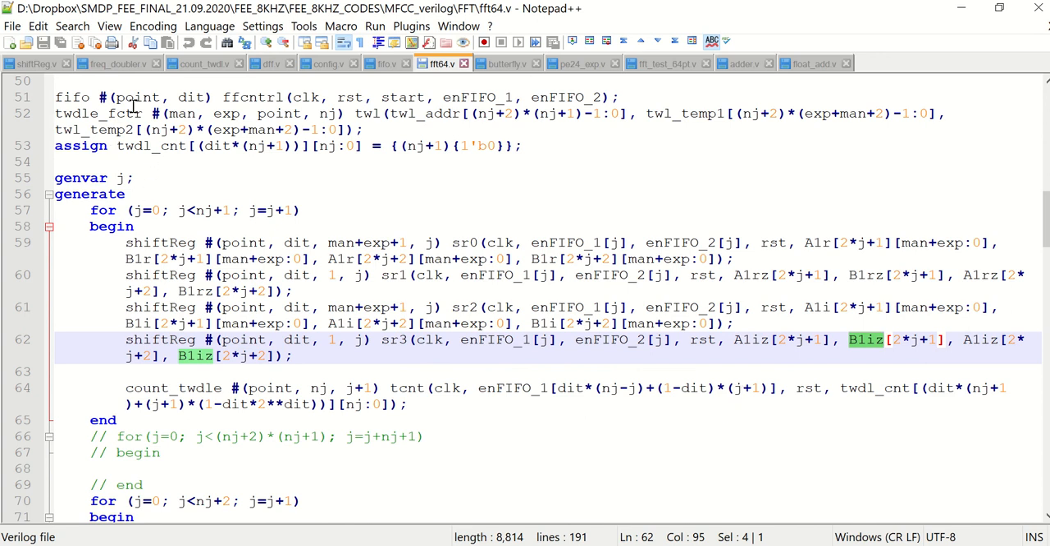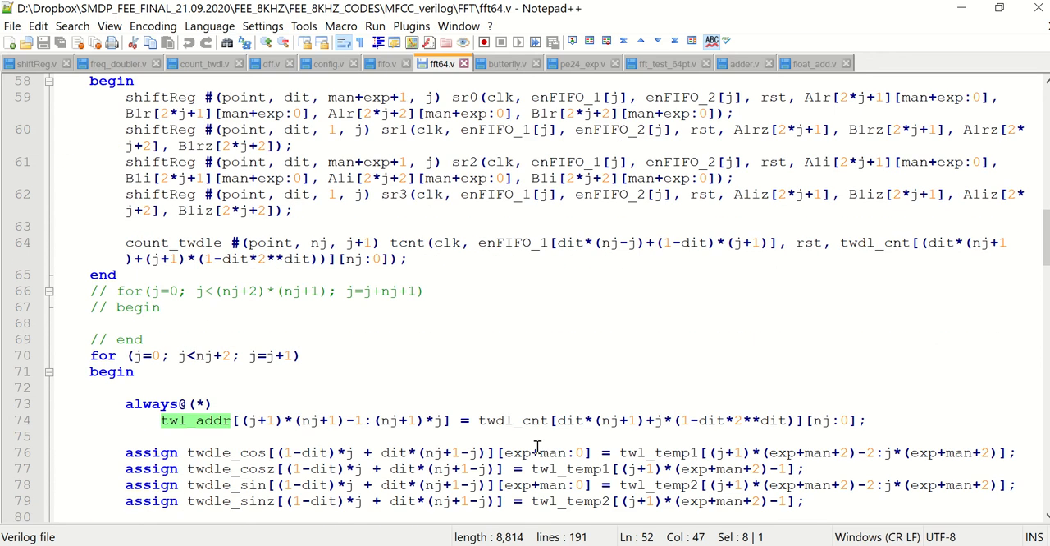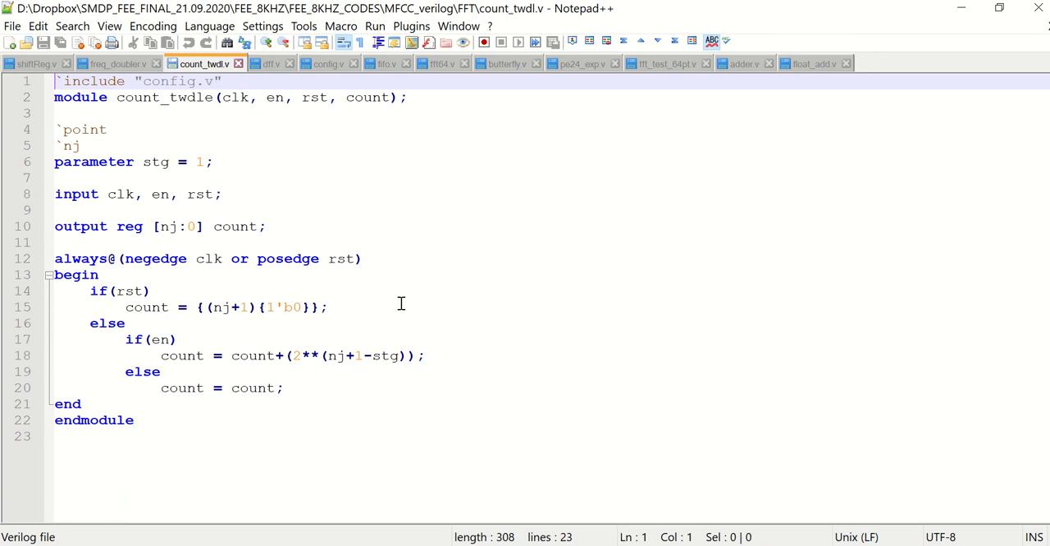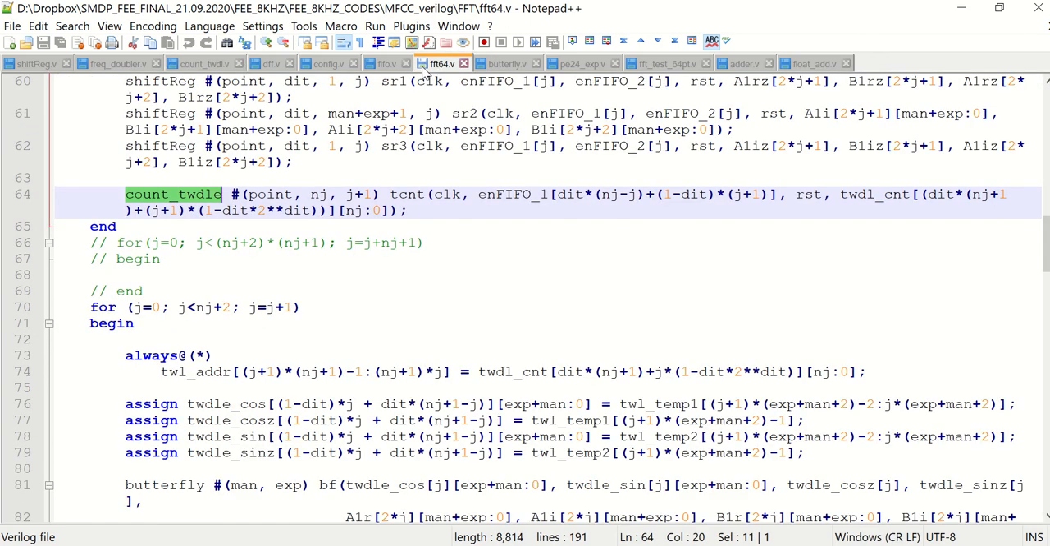So now how do we get the address for this twiddle factor? We have this tw1_address, right? We get that address using this module called count twiddle. Here we have the counting procedure for obtaining the proper twiddle factor value at the proper clock cycle. From this we have twiddle_count as an output, which is given as the address for the twiddle factor.